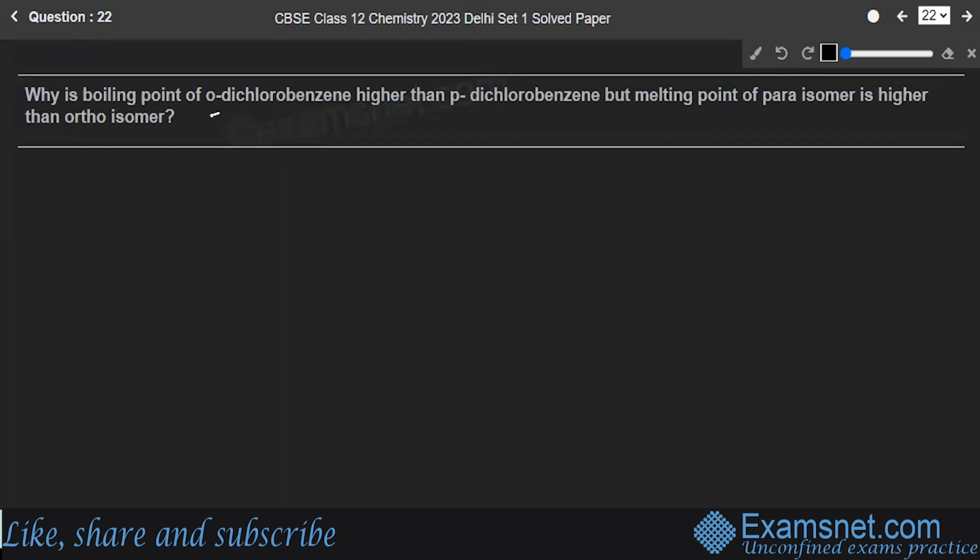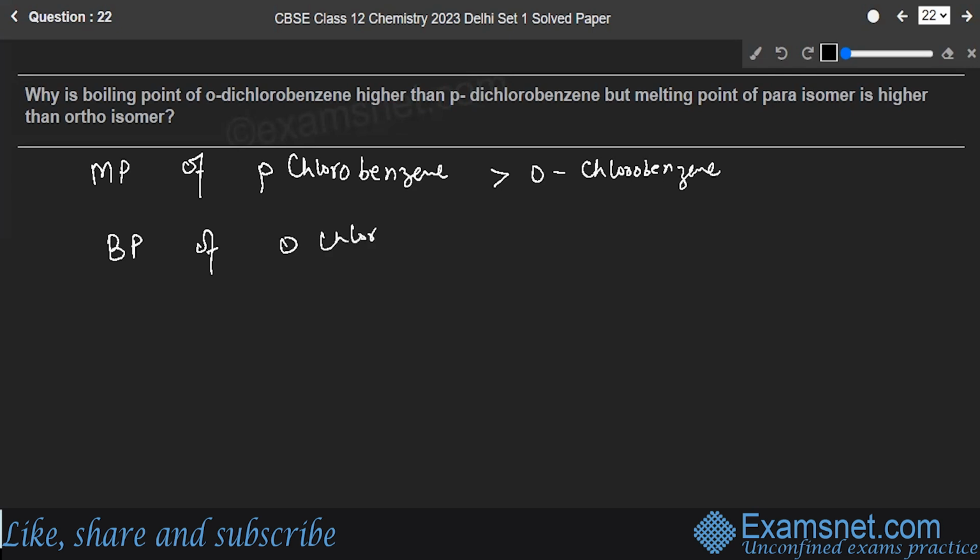Next is question number 22. Why is the boiling point of o-chlorobenzene higher than p-chlorobenzene, but the melting point of the para isomer is higher than the ortho isomer? All right. See, the melting point of p-chlorobenzene is higher than o-chlorobenzene because of its close packed structure, which has high intermolecular forces of attraction. That is why a high amount of temperature is required to break down the bonds. While the boiling point of o-chlorobenzene is higher than para-chlorobenzene because of the high dipole interaction present at the ortho position. There is a great dipole force of attraction between the carbon and the chlorine atom, which results in a high boiling point as compared to p-chlorobenzene, which has zero dipole moment.